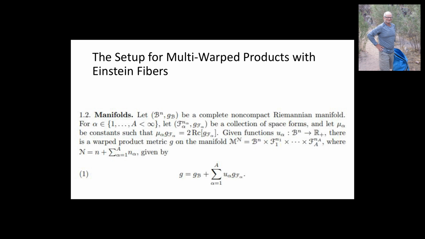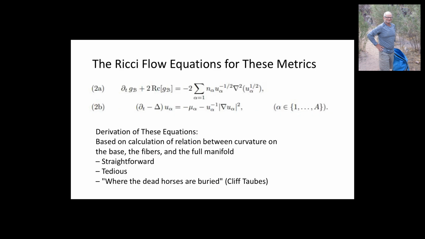there's a certain warped product metric g on the manifold, given by the base manifold plus the fibers, where the metric takes the indicated form. We have the base metric plus those fiber metrics, with those functions u alpha multiplying the fiber metrics.